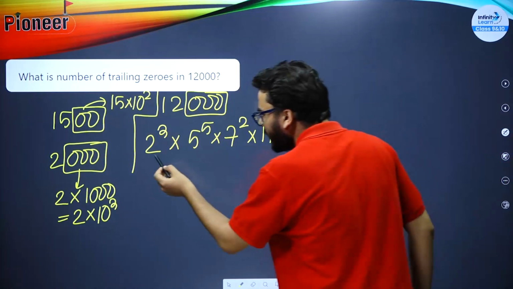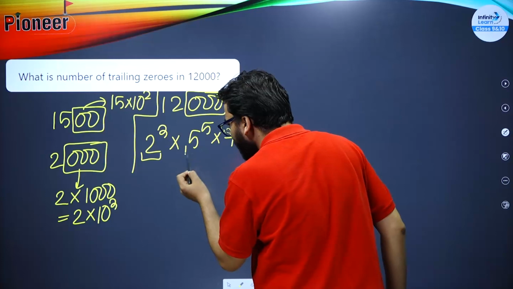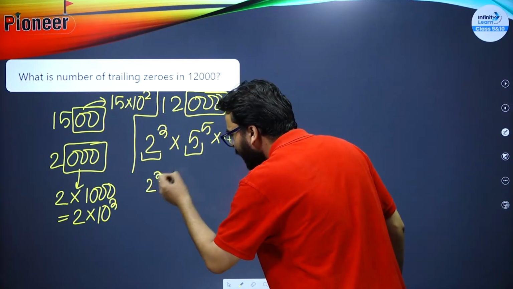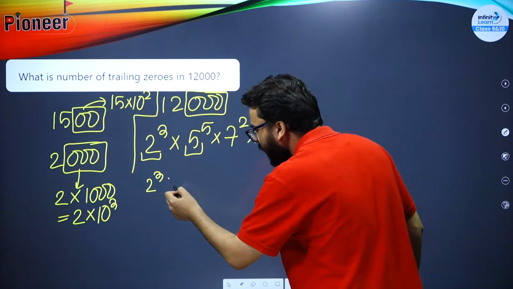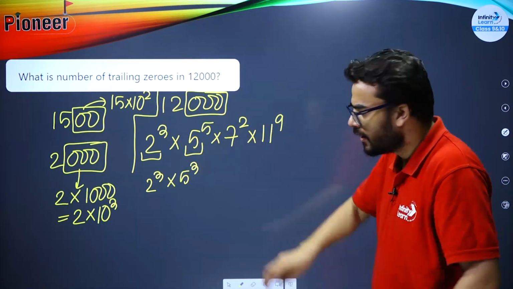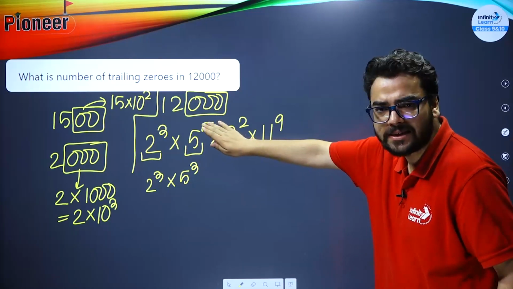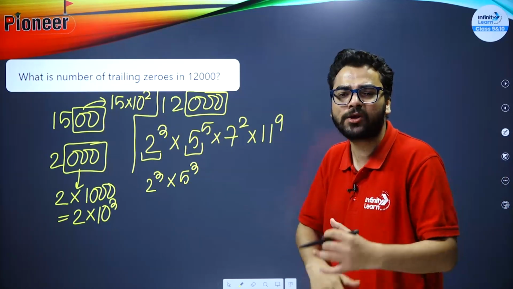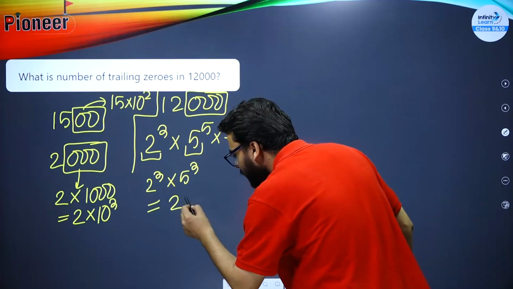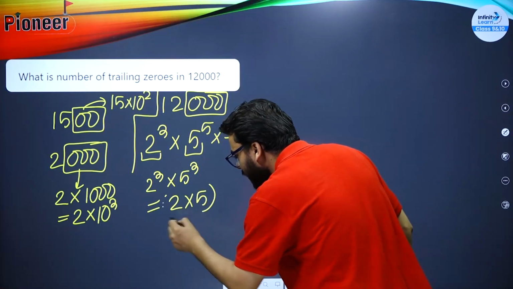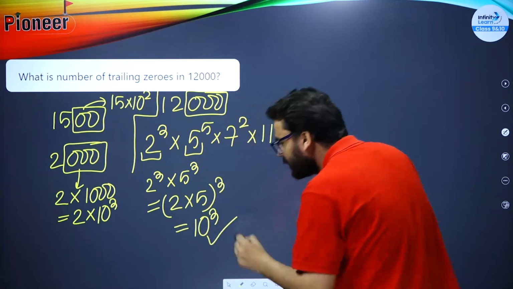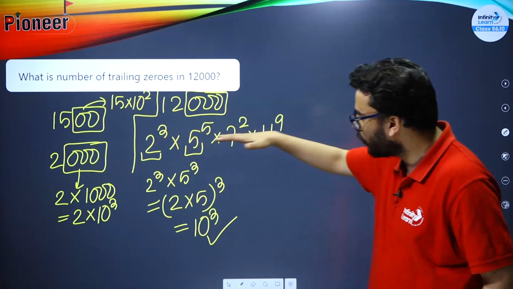So basically you see 2 cube is there and 5 raised to the power 5 is there. So can I not take 2 cube from here, and this is 5 raised to the power 5. So one 5 raised to the power 3, we can use it. 5 square will be left as it is, not required to make tens over here. So this thing is nothing but 2 into 5 raised to the power 3, or you can say 10 raised to the power 3. So maximum 3 tens we can form over here.